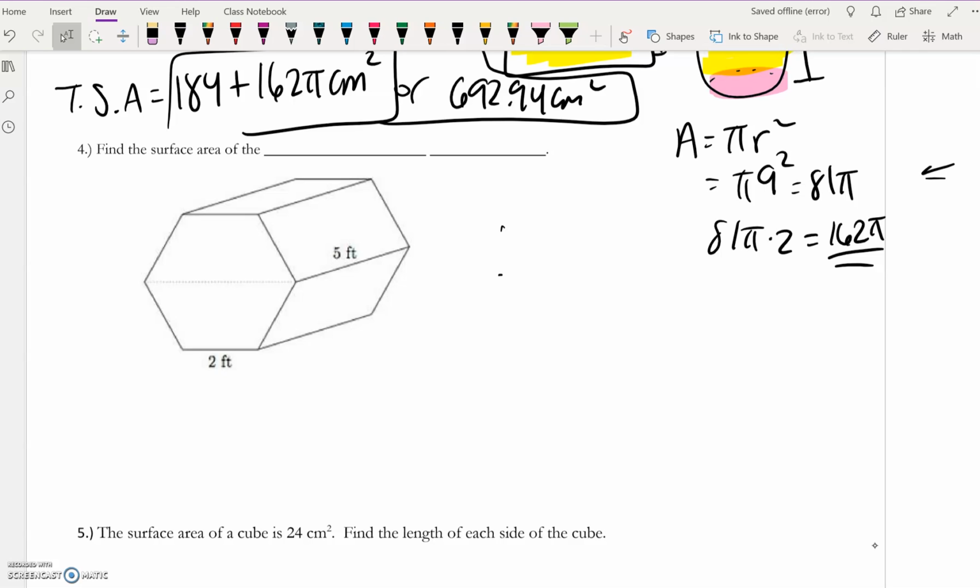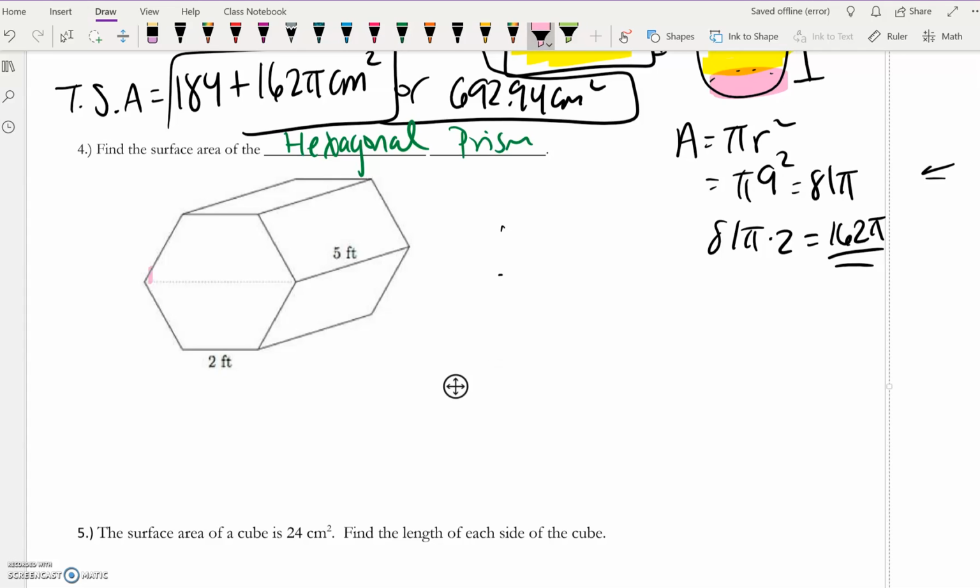Number 4 asks us to find the total surface area. Now this isn't a cylinder, this is one of our shapes from yesterday. I'm seeing hexagon, so I'm going to put hexagonal. And then I have to decide, is it a prism or a pyramid? Remember, think of the pyramids in Egypt, they always end in a point. This does not have a point at the top, so I'm going to say hexagonal prism.